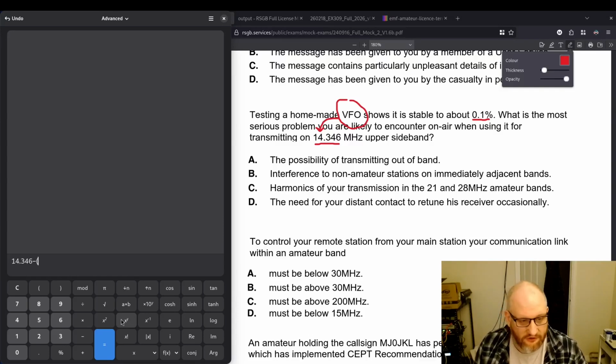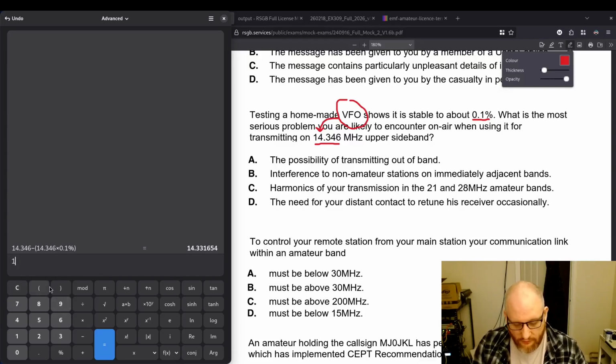14.346 minus 14.346 times 0.1% is going to give us a lower bound or a minimum frequency of 14.331. Now 14.331 is well within the 20 meter band allocation, so that's actually fine. We're not going to be transmitting out of band.